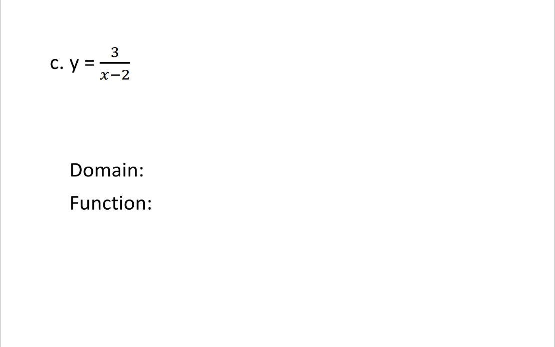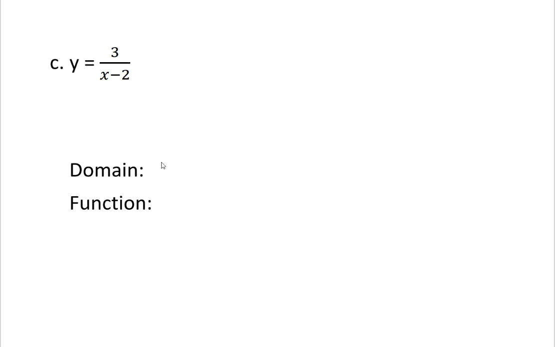In this last equation, I do have a fraction. So my domain is going to be restricted because my x value, or my domain, is in the denominator of a fraction. We can't have a 0 in the denominator of a fraction. So anything that would cause the denominator to be 0 has to be restricted from the domain. So what value could I plug in for x that would cause the denominator to be 0? 2. So 2 is the only value that we can't have in the domain.